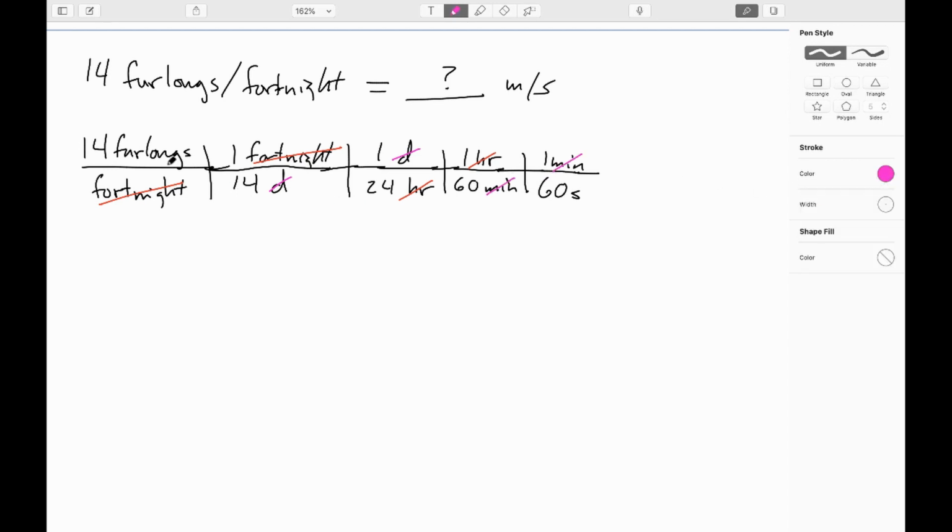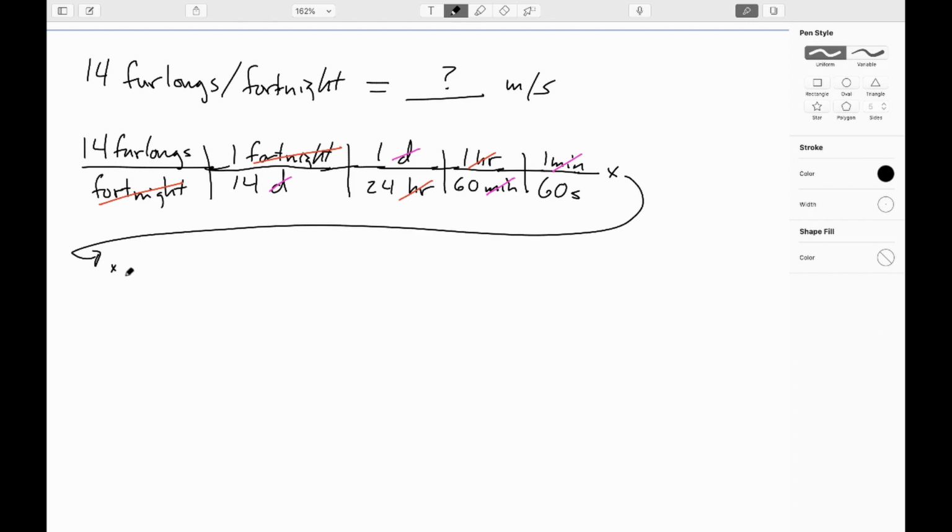And they are. So now what I've got is in the numerator I have 14. In the denominator I have 14 times 24 times 60 times 60. At the end I'll be multiplying the numerators and the denominators together, doing one division. At the moment I have furlongs per second. Now this particular example is kind of ridiculous, so we're going to have to continue it out onto the next line here.